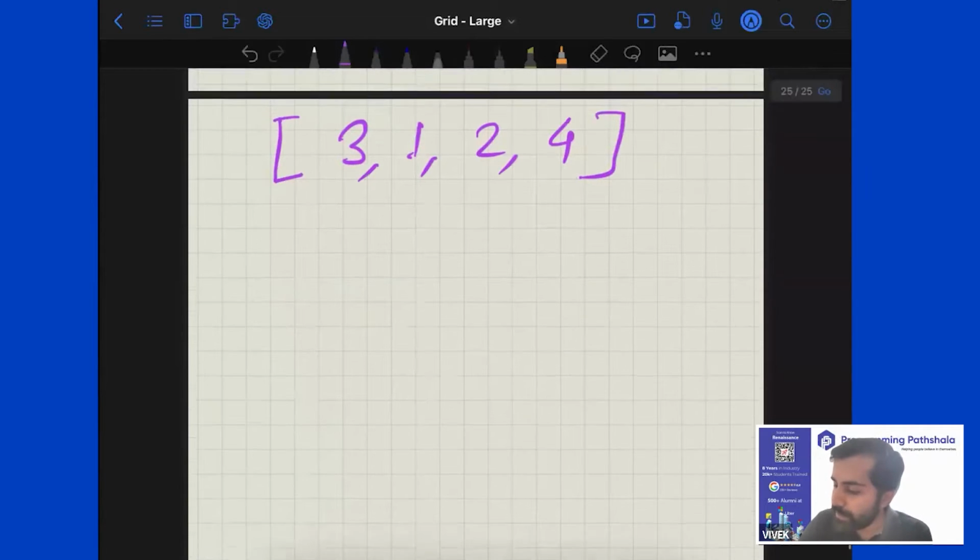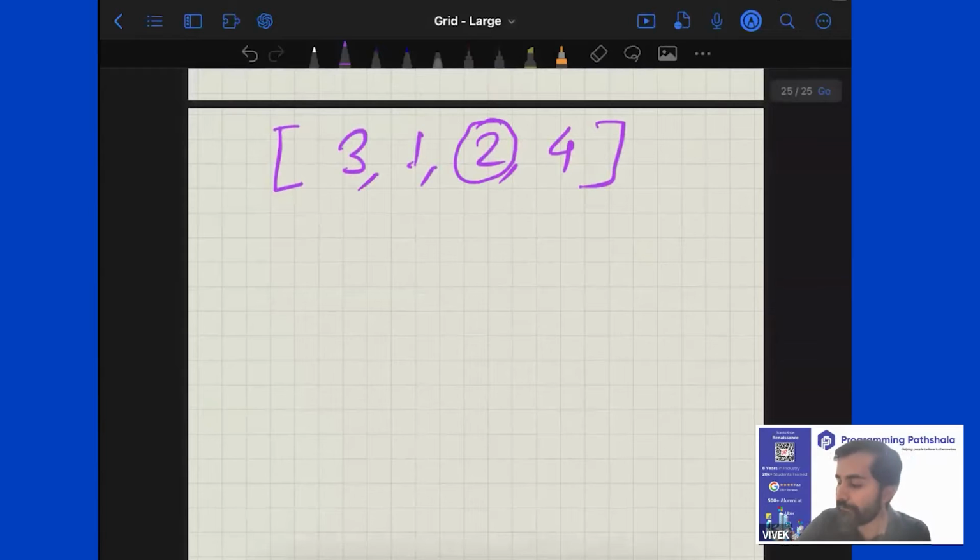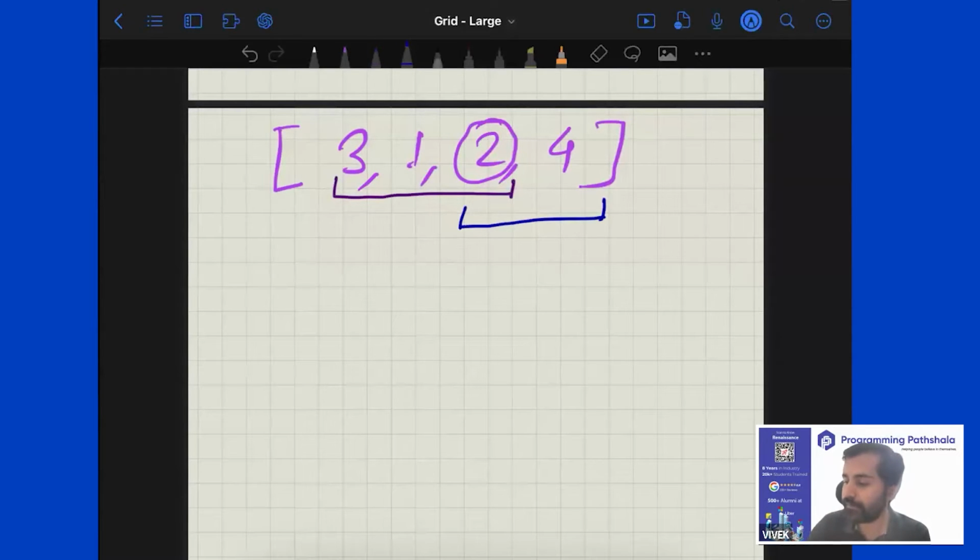Now, if I focus my attention on 2, and I want to know how many subarrays will contain 2 inside it, then you know what I can say? I can say that, hey, if you consider any subarray whose starting point is one of these 3 elements and ending point is one of these 2 elements. For example, if you consider a subarray whose starting point is this and ending point is that, then of course this is going to contain 2.